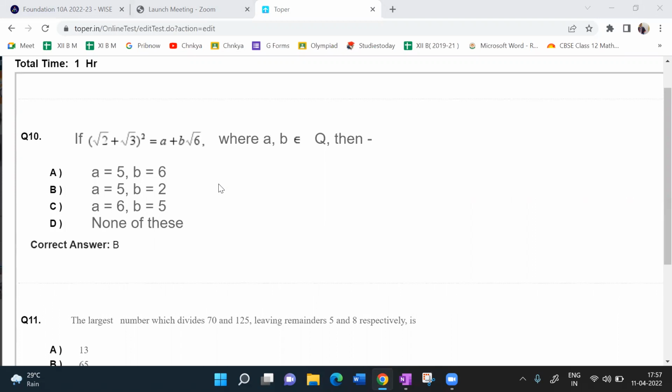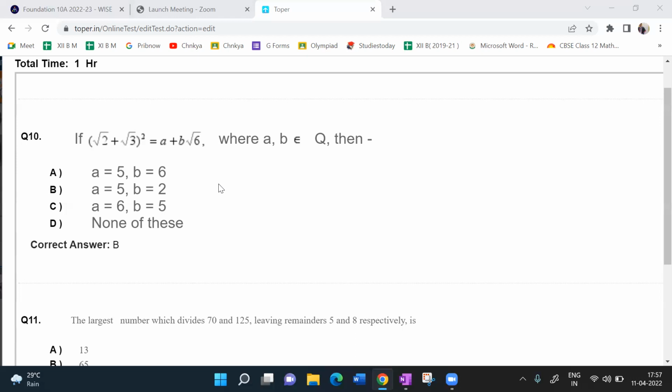So A is 5, B is 2, sir. A is 5, B is 2, so after we use the A plus B whole square formula, we'll be getting 2 plus 2 root 6 plus 3. You have to check, verify, cross verify. That's it.